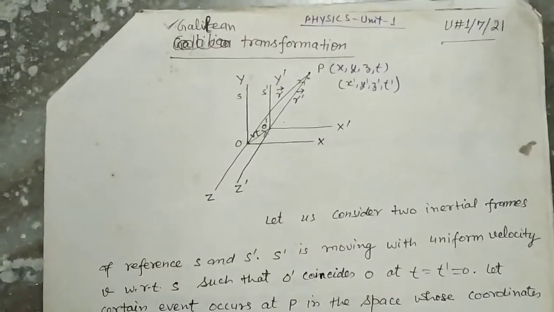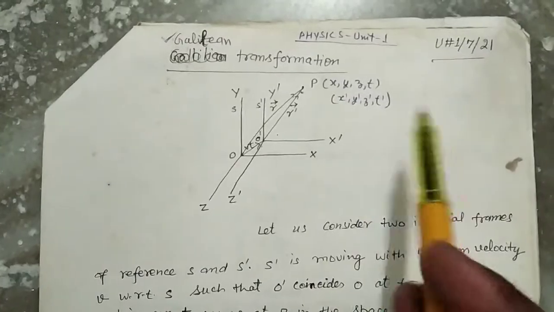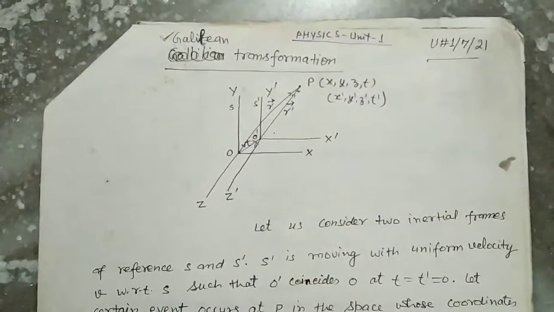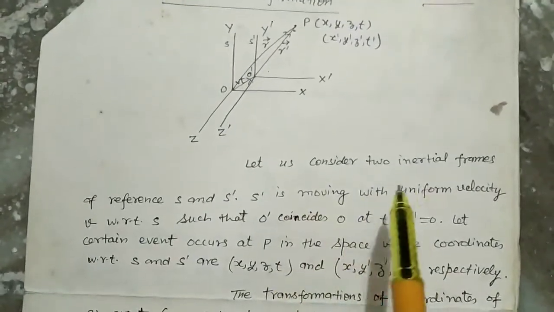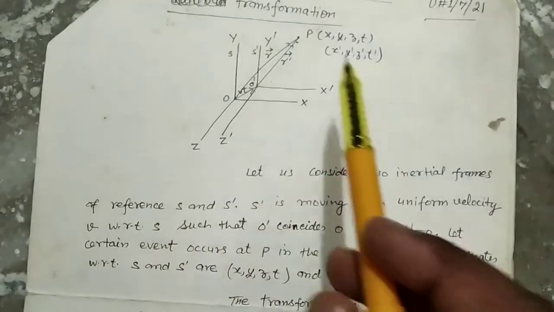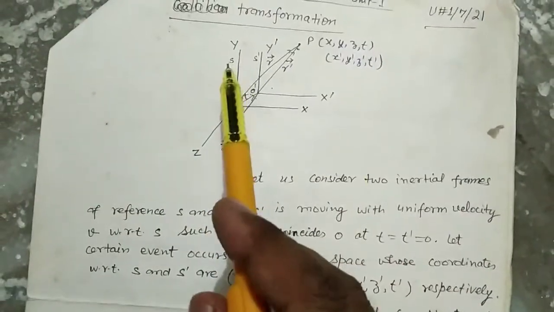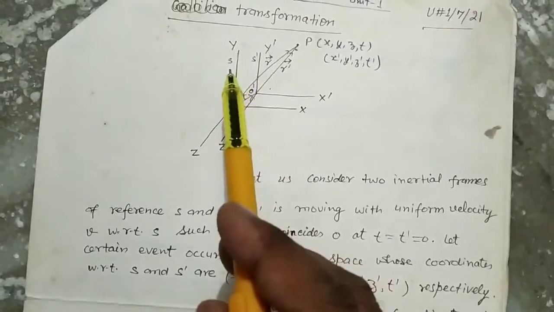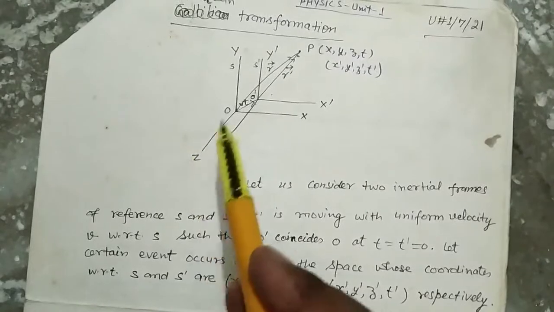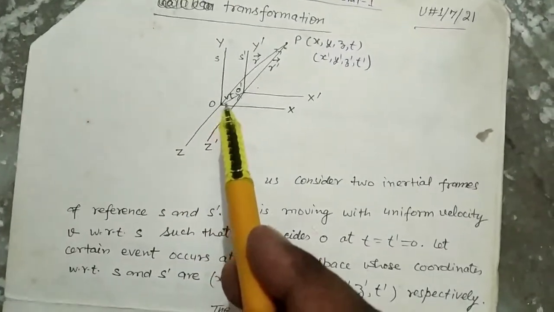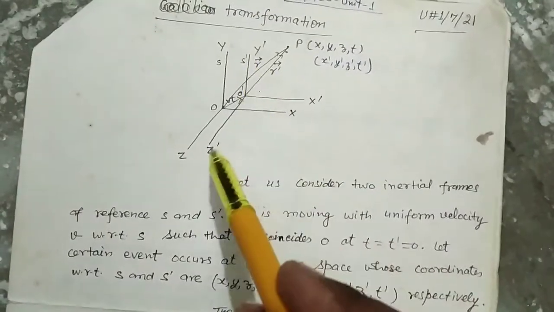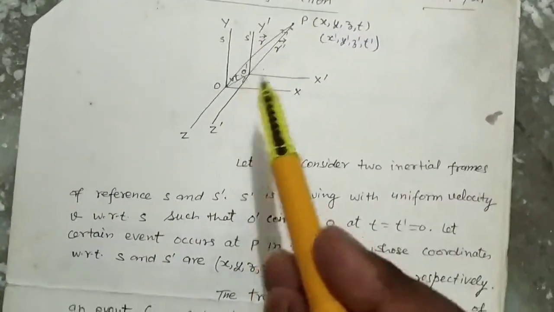Dear students, in unit number 1, the second topic is Galilean transformations. So, let us consider two inertial frames of reference S and S dash. Here are two frames S and S dash. In S, the axes are X, Y, Z and origin is O. In S dash, the axes are X dash, Y dash, Z dash, origin is O dash.